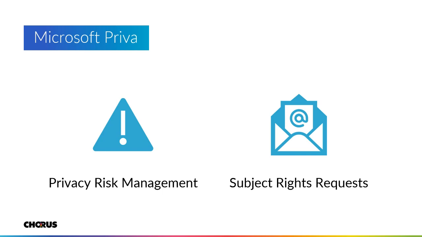The off-the-shelf policies are a pretty good place to start with privacy risk management. It all builds on sensitive information types, which underpin DLP and various other things we covered. But you can really customize this to any extent you want to.